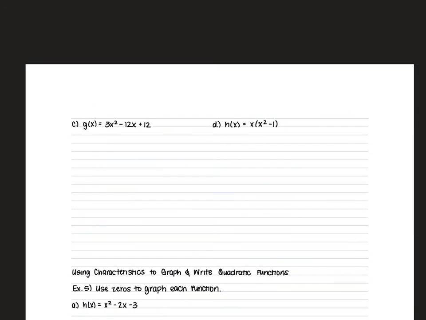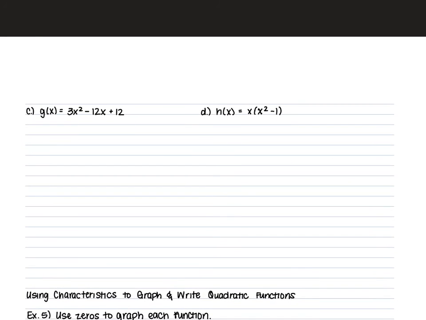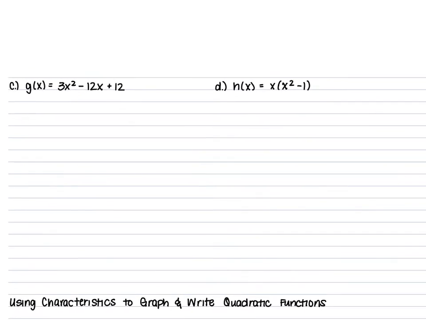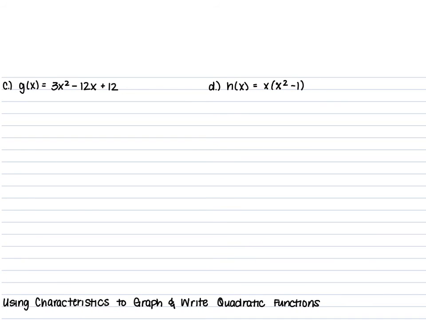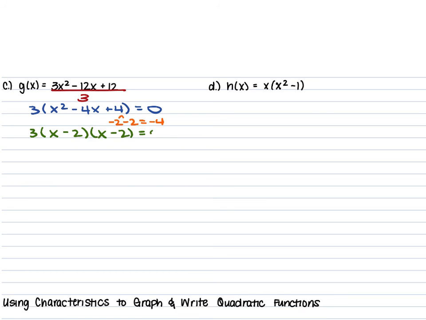For example C, we have g of x is equal to 3x squared minus 12x plus 12. So for this one, we're going to factor out a 3 from each of these terms to start. So it's going to give us 3 times x squared minus 4x plus 4 is equal to 0. From here, your factors of positive 4 that add up to be negative 4 are negative 2 and negative 2. So this factors out even further to be 3 times x minus 2 times x minus 2 is equal to 0.